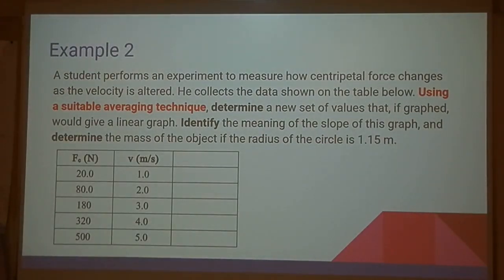So here's my original data. The centripetal force measured in newtons and the velocity measured in meters per second. Notice that because this is a chart, a table of values, we are showing the units in rounded brackets. This is a requirement, okay? I've got my values for centripetal force and velocity.